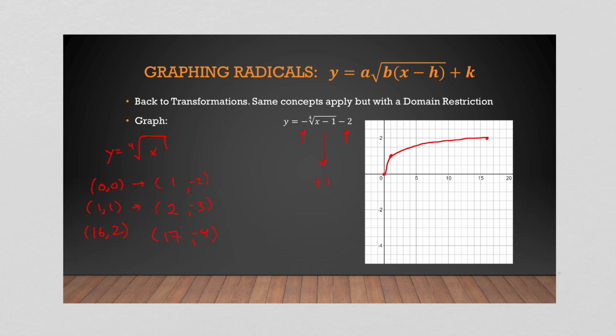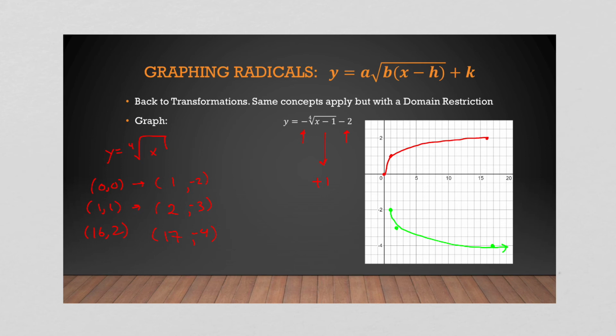So how do we plot the new graph? Well, 1, -2. So 1, -2, and then 2, -3, and then 17, -4. So there is your new graph. Obviously, you have some new domain and range restrictions, but I'll let you handle those. So transformations make this a whole lot easier than just picking values for x.